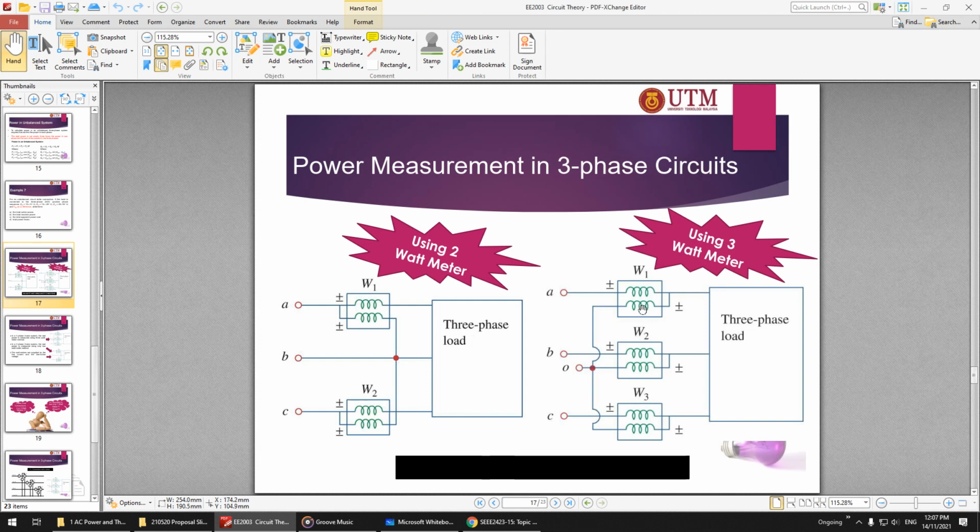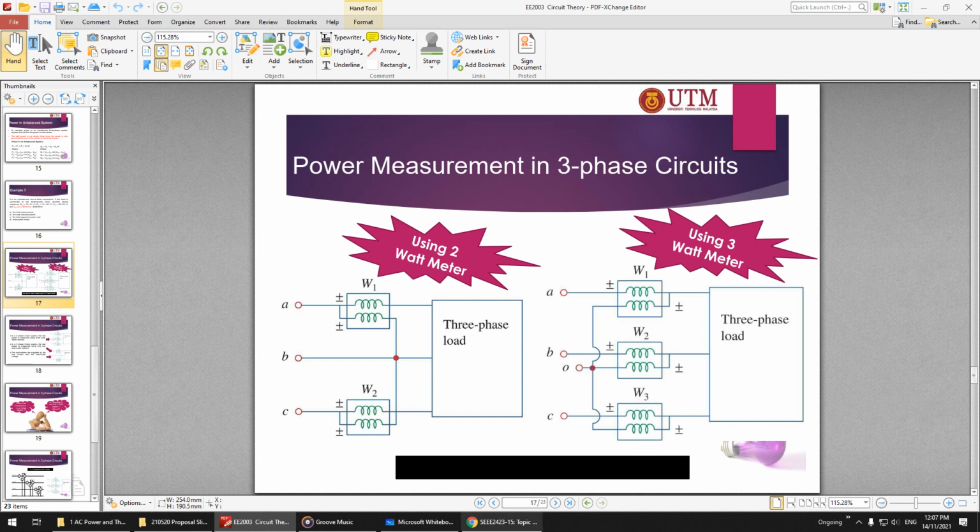You can see here you have 3 wattmeters, meaning the meters that measure power. You just connect A to neutral, B to neutral, C to neutral, so you can get the power for 3 phase.